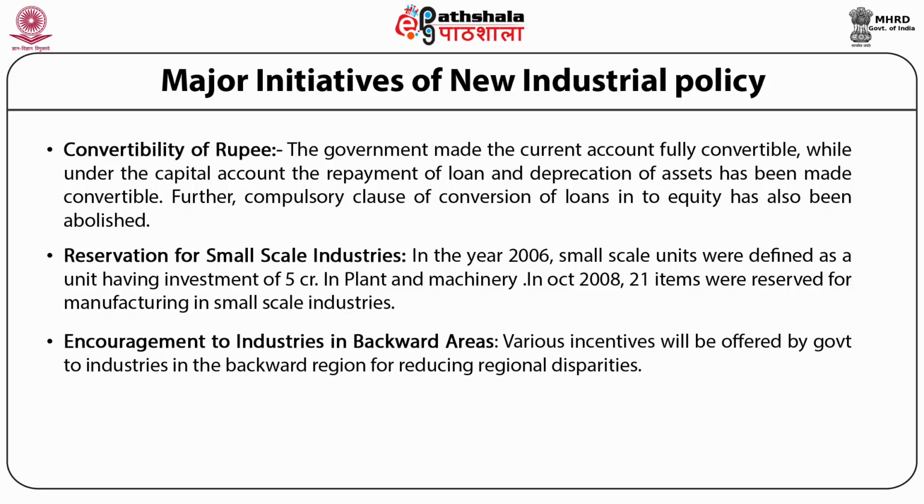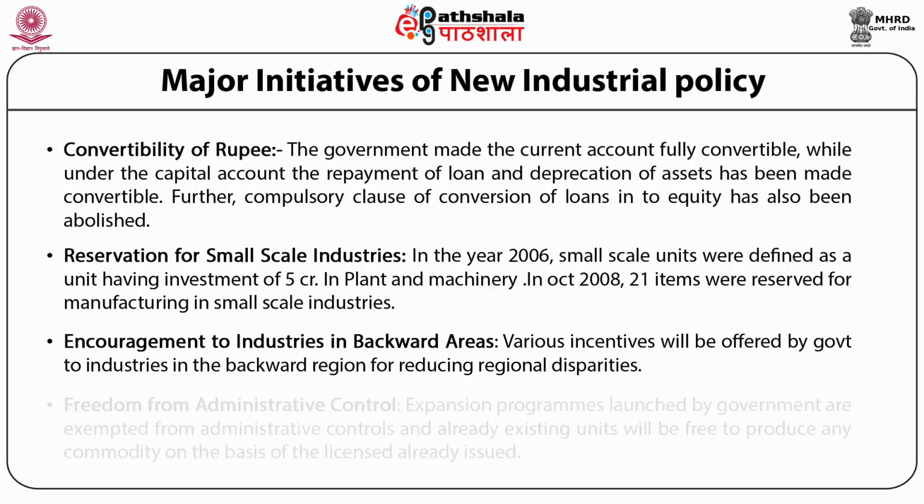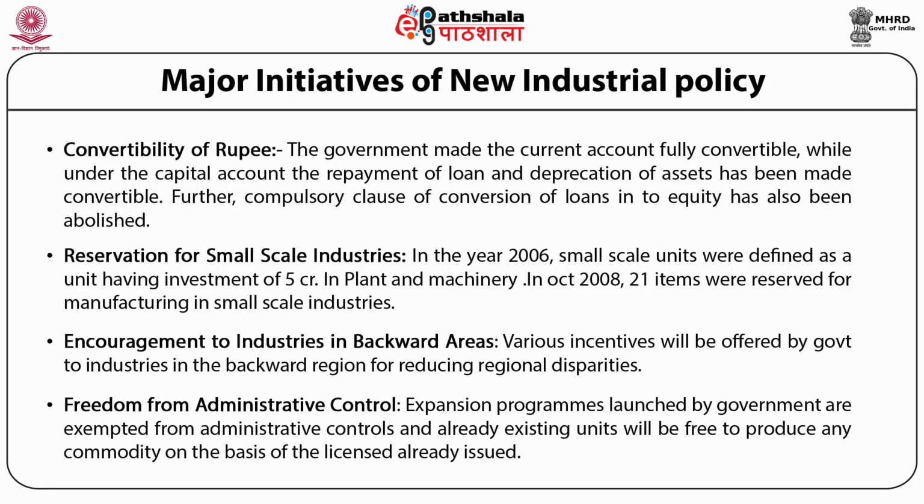Government has taken various measures to encourage the industries in the backward regions. Various incentives were offered by the government to the industries who are establishing themselves in the backward regions for reducing the regional disparities, like tax holidays, etc. Freedom from administrative control. Expansion programs launched by the government were exempted from administrative controls, and already existing units were made free to produce any commodity on the basis of the license they had already got.